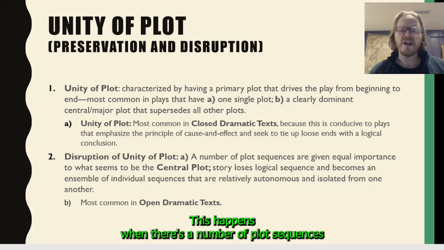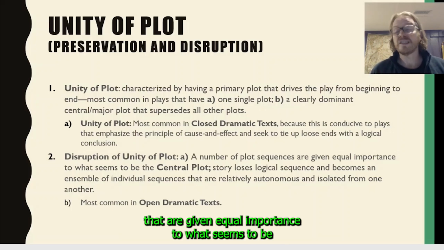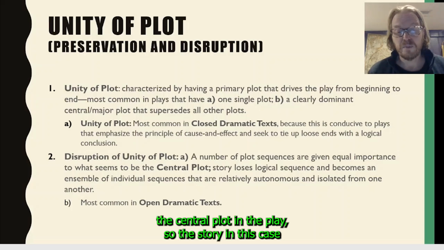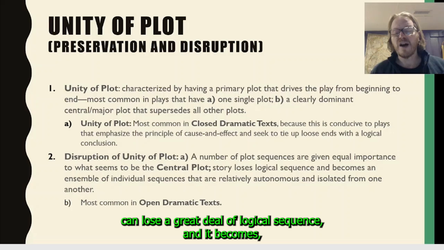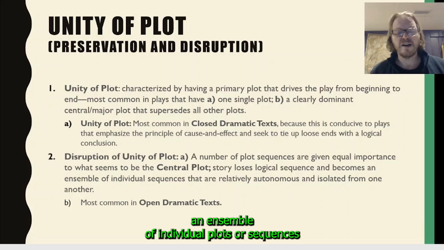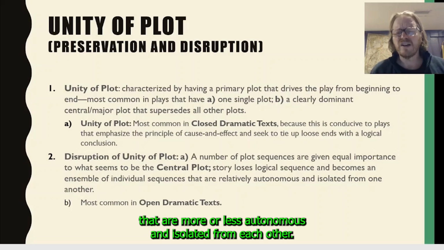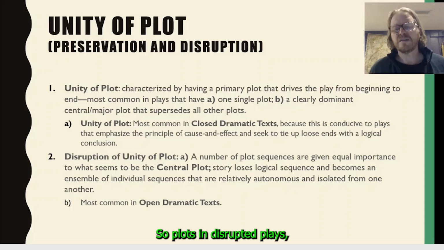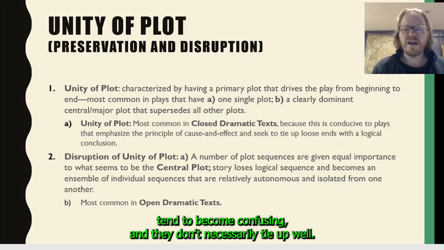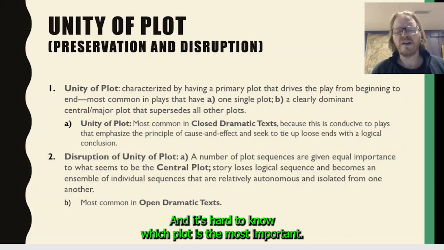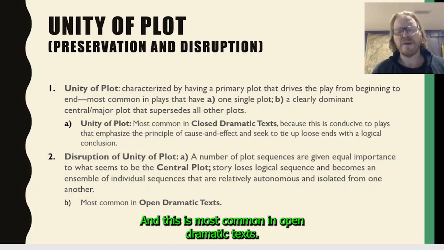This happens when there's a number of plot sequences that are given equal importance to what seems to be the central plot in the play. So the story, in this case, can lose a great deal of logical sequence, and it becomes an ensemble of individual plots or sequences that are more or less autonomous and isolated from each other. So plots in disrupted plays tend to become confusing, and they don't necessarily tie up well, and it's hard to know which plot is the most important, and this is most common in open dramatic texts.